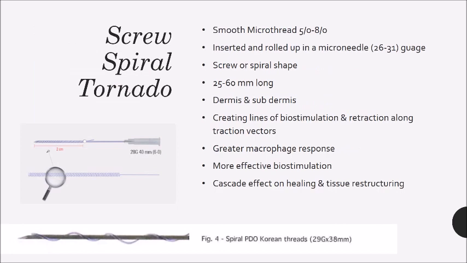Then come the screw, spiral, or tornado threads. These are basically smooth microthreads with 50 and 80. They are inserted and rolled up in a microneedle in a screw or spiral shape. They are 25 to 60 millimeter long, and they are inserted into dermis and subdermis. They also create lines of biostimulation and retraction along the traction vectors. But because of this screw shape, they have greater macrophagic response and more effective biostimulation. They do have a cascade effect on healing and tissue restructuring in the follicle.